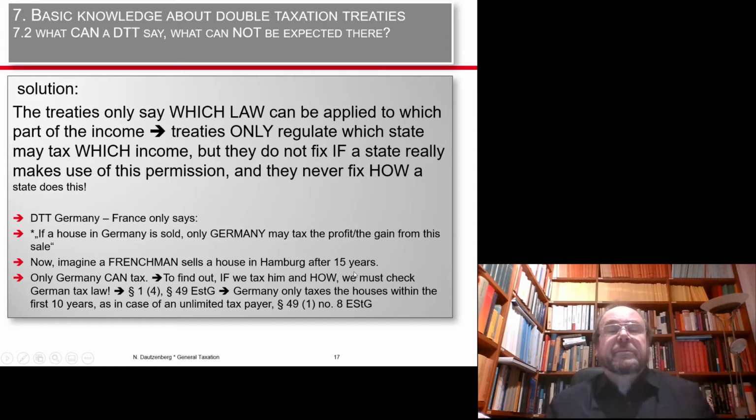Yeah? So very, very clearly understand this. Treaties only say which law can be applied to which part of the income, which state can apply a law. But if a state wants to make use of that right to tax and how it does that, that is only and entirely a matter of the national legislation.